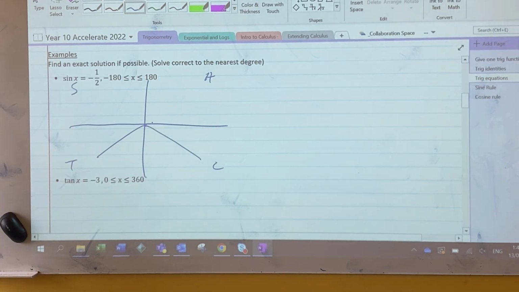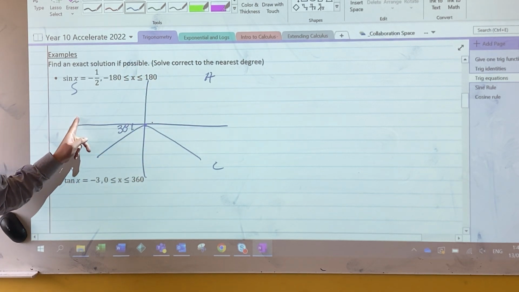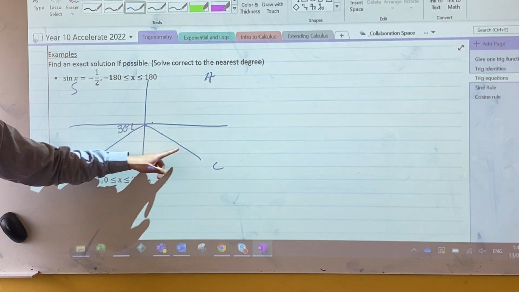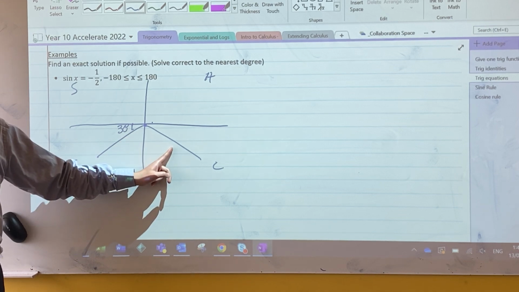From our basic special angle triangle, we know that sine 30 is a half. So in terms of my reference angle, it can only be 30 degrees. Does it make sense? Now if you look at the domain, x is smaller than 180 degrees, which means from here to here. My angle is not in there, so don't worry about it. And x is larger than minus 180, so it has to be here and here, which is consistent with the third and fourth quadrant.